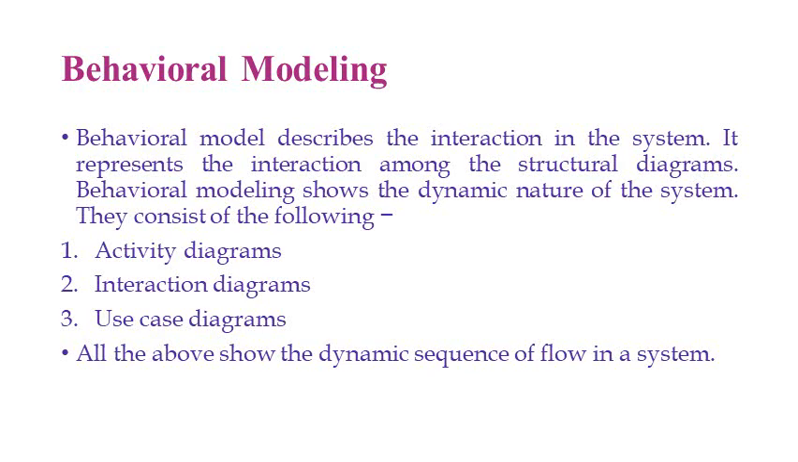Behavioral modeling consists of the following diagrams such as activity diagram, interaction diagram. In interaction diagram, again we have two types of diagram, that is sequence diagram and collaboration diagram, and use case diagram. All the above diagrams show the dynamic sequence of flow in a system. So through these diagrams, we have to capture the dynamic aspects of the software system.